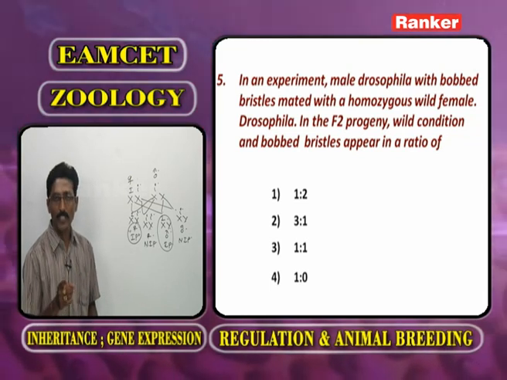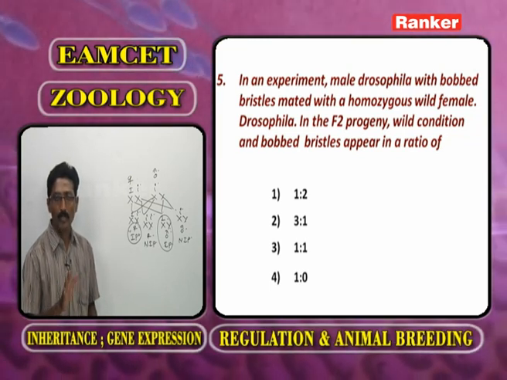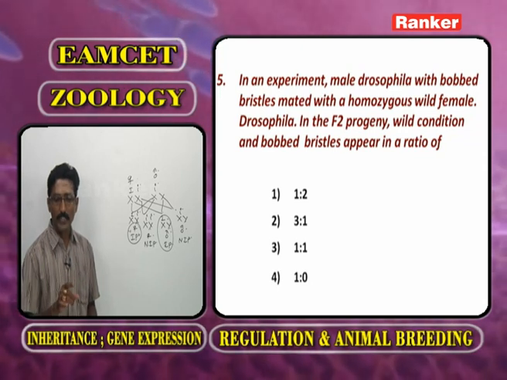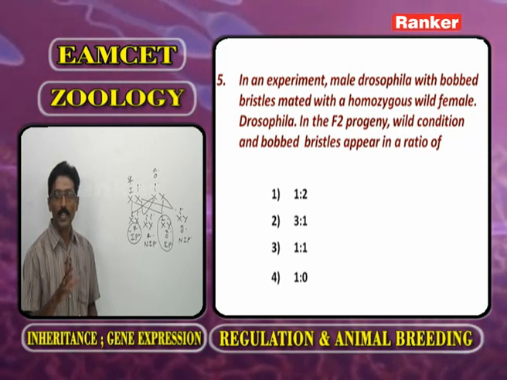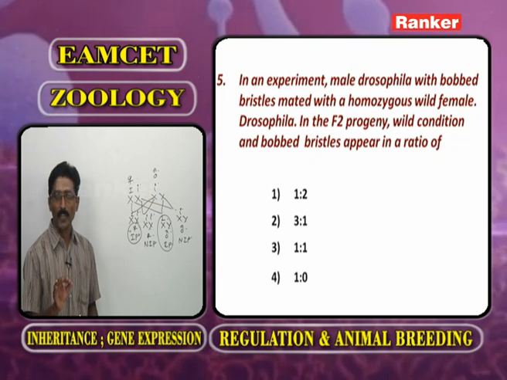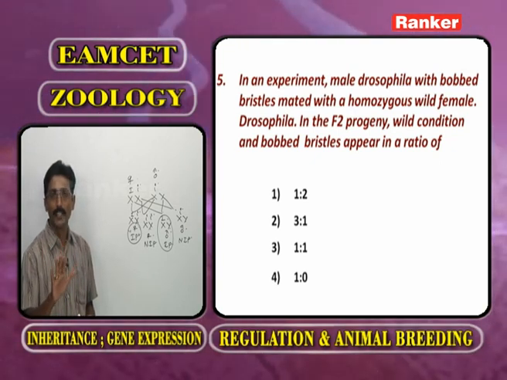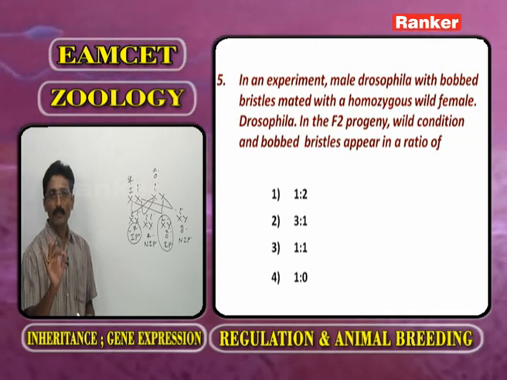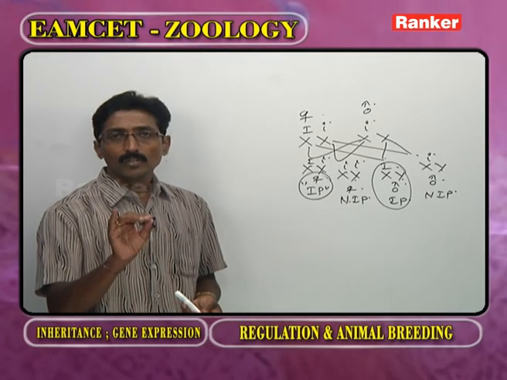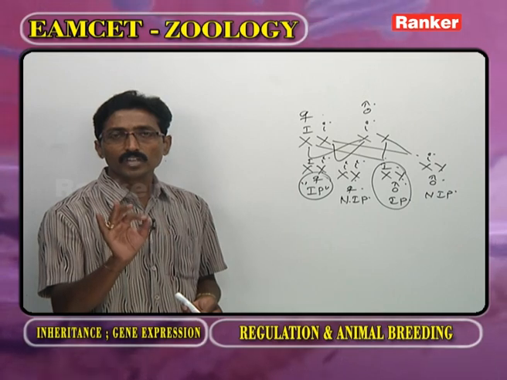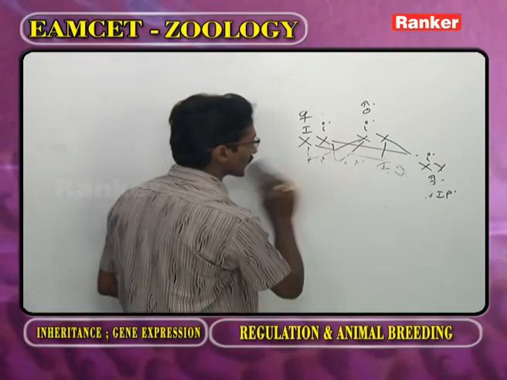Here we are asking: male Drosophila with bobbed bristles, mated with a homozygous wild female. What is meant by wild? The bristles are normal. What is the meaning of bristle? Hairs. What is meant by wild bristles? Normal hairs. What is meant by bobbed bristles? Short hairs. Now we go for the cross.